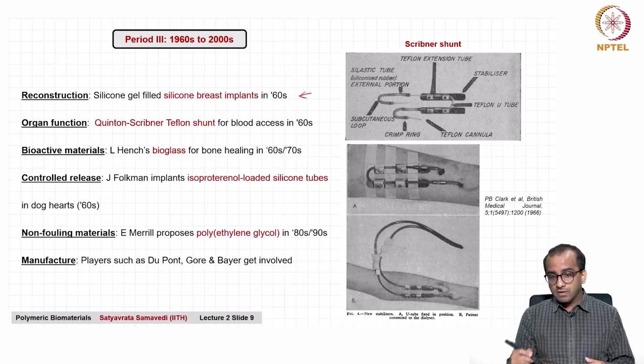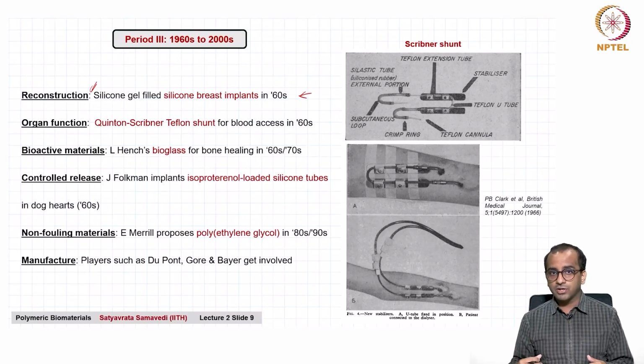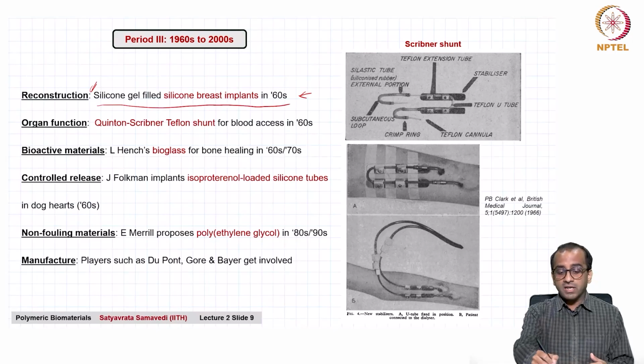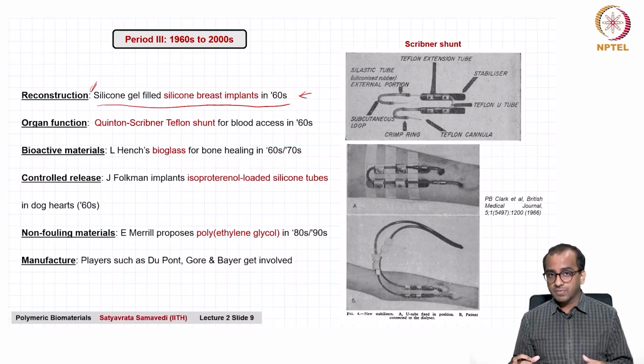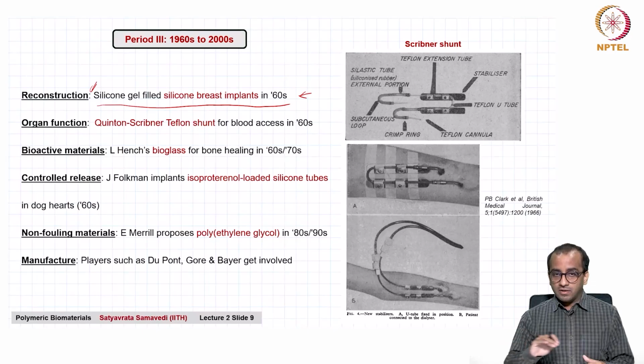So, in the 60s, we are looking at the example of reconstruction, where the state of the art then was simply to inject silicone gel for breast reconstruction, and that led to a lot of inflammatory reactions to the point where it had to be banned in some of the states in the United States back then. And an alternative that came up as a result of innovation was silicone gel filled PDMS based implants. So that was a significant improvement over simply injecting silicone gel.